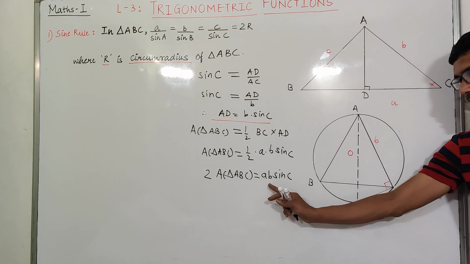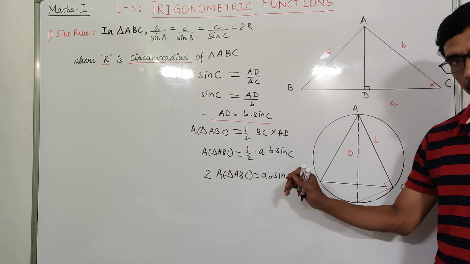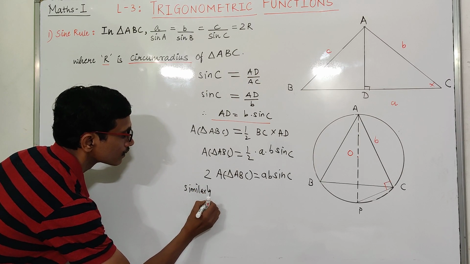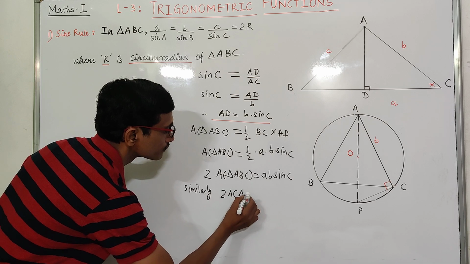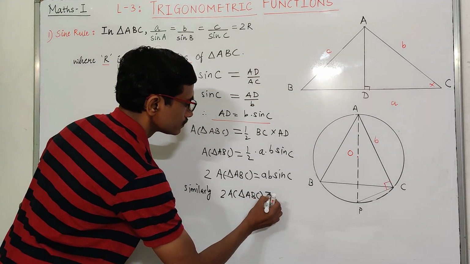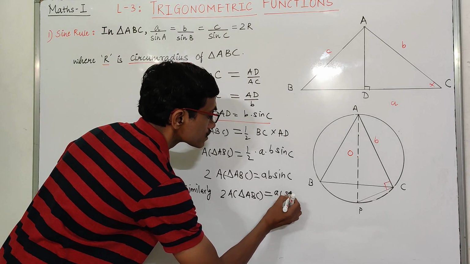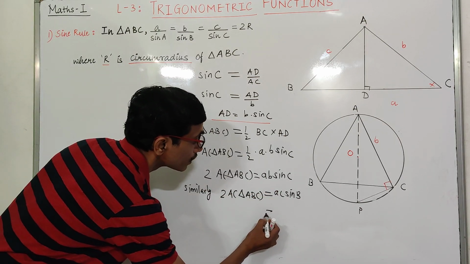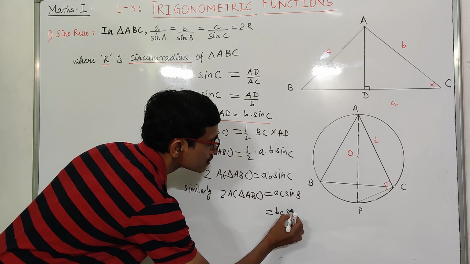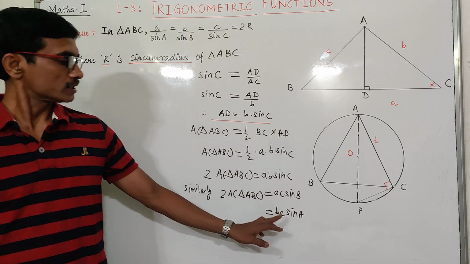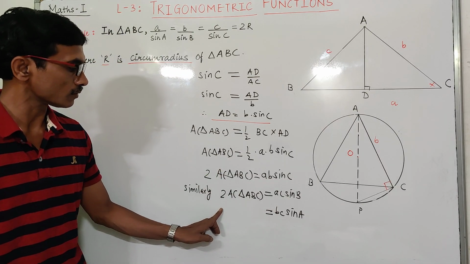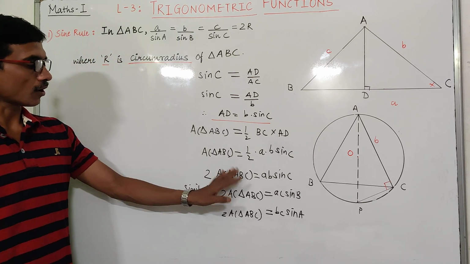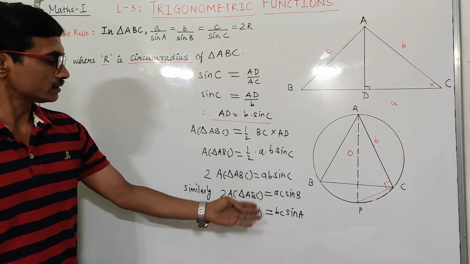Two times area of triangle ABC is what? ab sine C. Similarly we can write 2 times area of triangle ABC is equal to ac sine B, and that is also equal to bc sine A. So bc sine A, ac sine B and ab sine C all are 2 times the area of triangle ABC. Therefore all are equal.